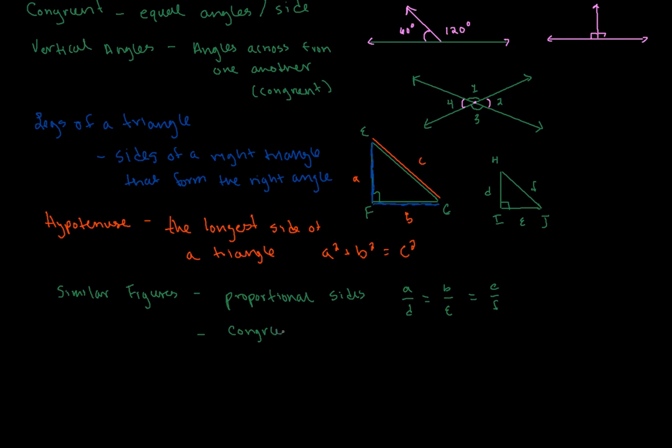They should also have congruent angles. If these are actually similar figures, that means angle E should be the same measurement as angle H. Obviously, we have two right angles here for F and I. And then angle J should be congruent to angle C. Those are the different kinds of things that you're going to see in geometry.